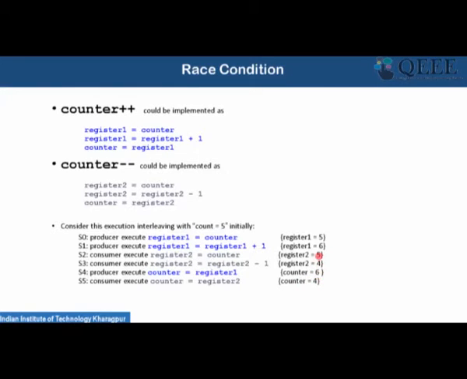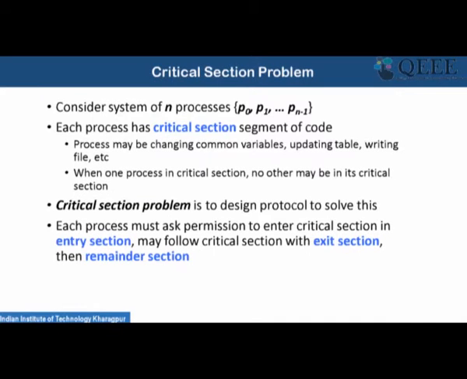And why is the problem there? Because both the producer and the consumer have read the old value of the counter. So when the producer has produced a new item, that updated value is not being stored in register2; the old value is being stored. This kind of problem can occur in such a scenario, and it is called a race condition. Now to eliminate race conditions, we use something like the critical section problem.